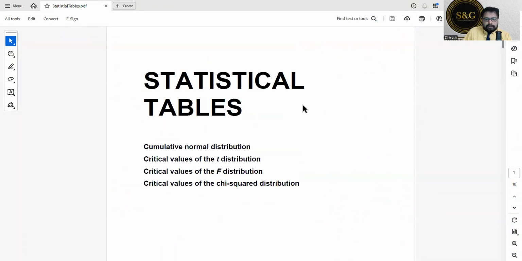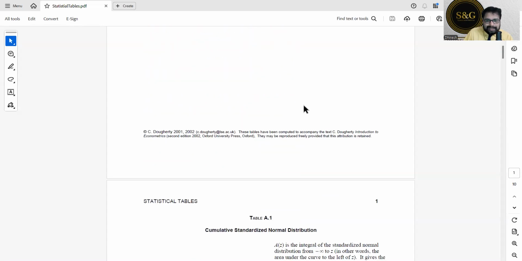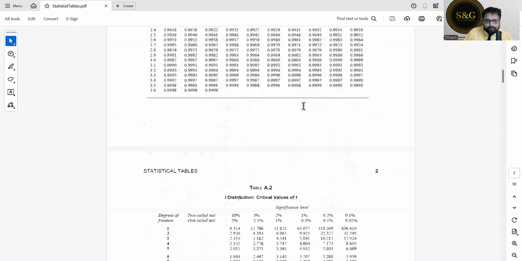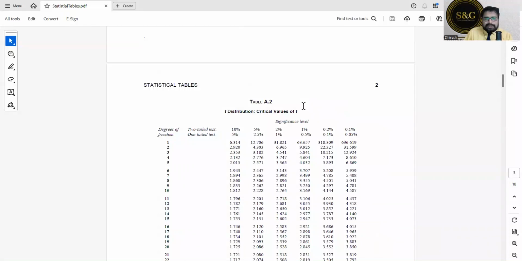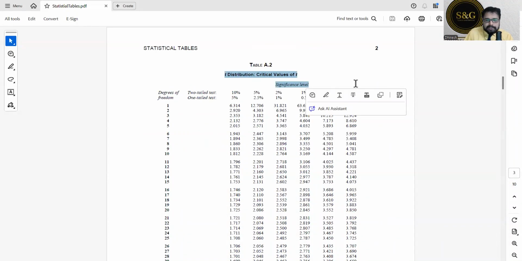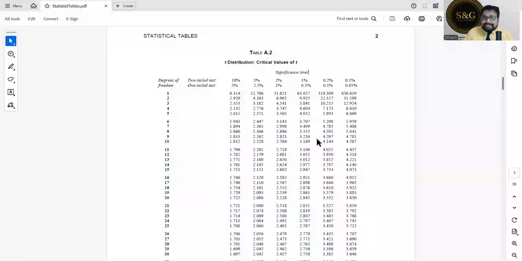Now let me just open the statistical tables for the t value. Look at this. Now this is a t distribution table. I'll explain this. So my n is equal to 16, so my degree of freedom is equal to how much? My degree of freedom is 15, n minus 1, so 16 minus 1 is equal to 15. So this is my degree of freedom column, the first column.